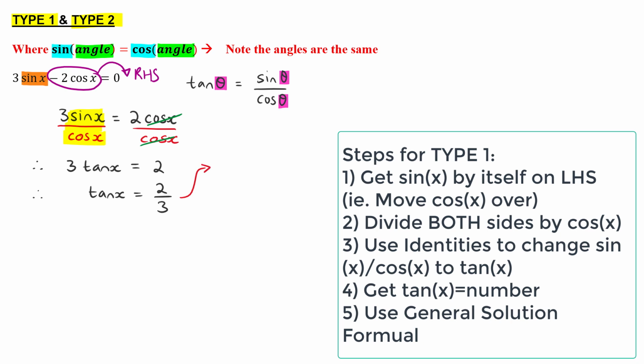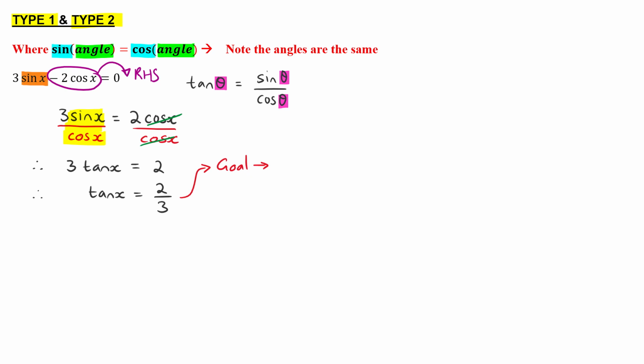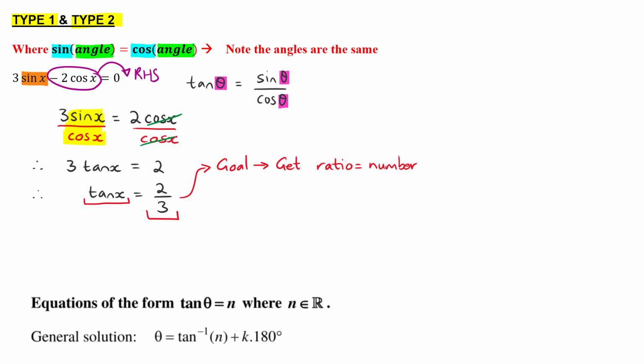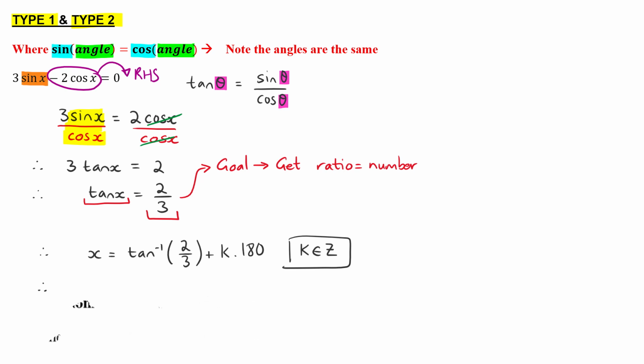Remember, guys, that in every one of these cases, the objective is to get the ratio equal to a number. And now we've got a ratio equal to a number, so we can apply our general solution. The general solution for tan is x is equal to the inverse tan of the number plus k times 180. So x is equal to the inverse tan of 2 over 3 plus k times 180. Always make sure that you write k is an element of the integers somewhere. This is incredibly important. Then we can simply use our calculator to solve.